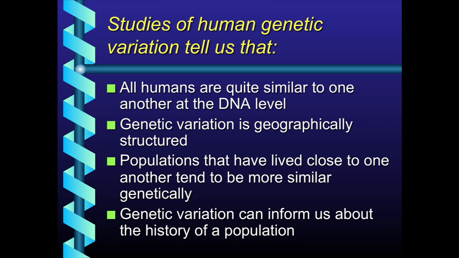Studies on human variation, then, for all the money we've spent, indicate that all humans are quite similar to one another at the DNA level. That genetic variation is geographically structured. This is becoming less so as we become more of a global society. The populations that have lived close to one another tend to be more similar genetically. And this genetic information can inform us about the history of a population and about who we are. Who you are is depicted in your genealogy and your genetics.